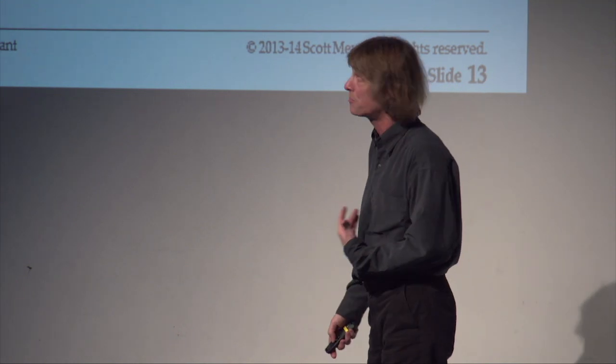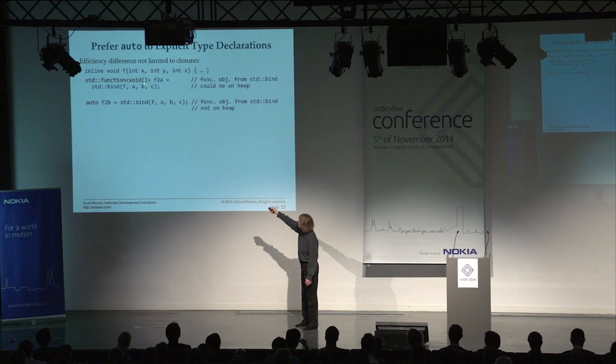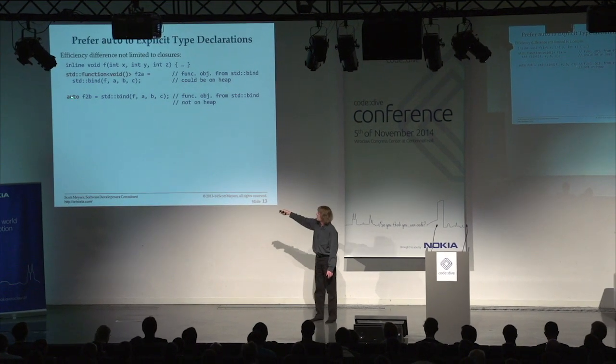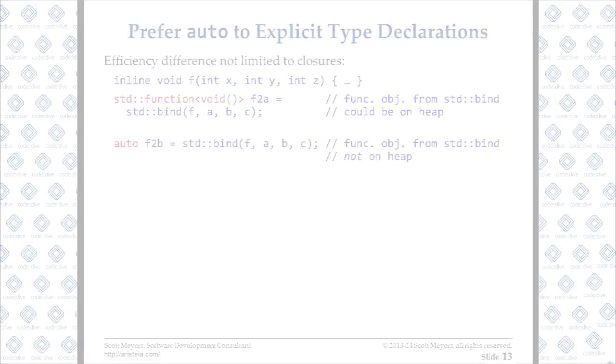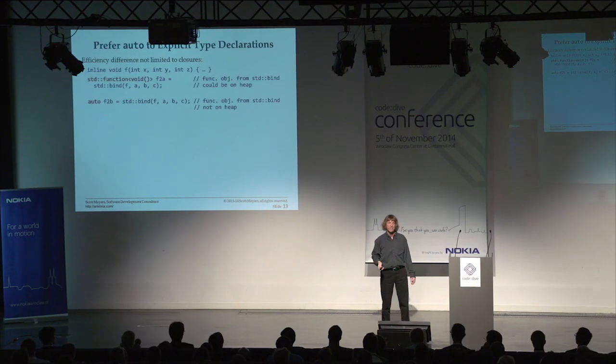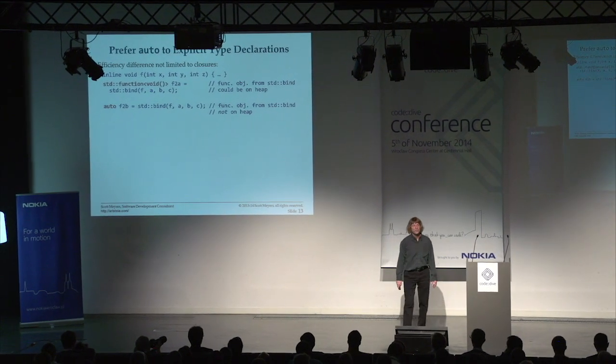But for those of you who, poor souls, do know about standard bind, if you create a bind object and you store it in a standard function, again, this could be on the heap. If you do the same thing with a bind object and store it in an auto, it's not going to be on the heap. It's exactly the same story as for lambdas. So the point is that it's not just that auto is better for storing lambdas, it's better for storing any kind of function object. And the reason that I mentioned standard bind is because that's a fairly common thing for some people to have used.